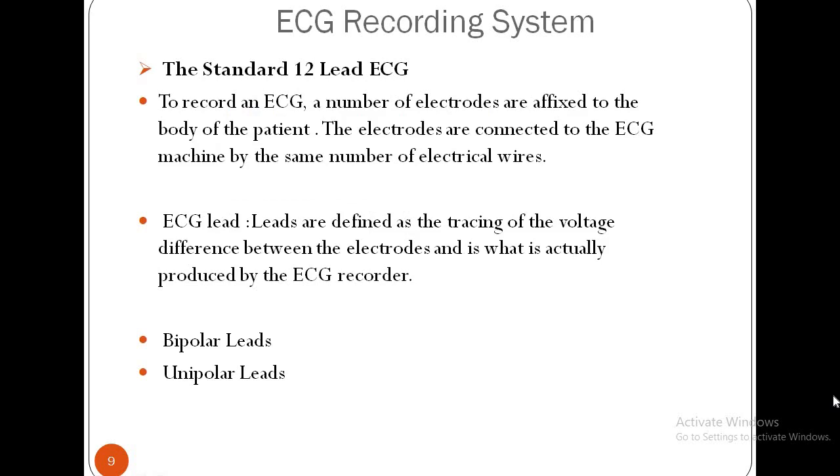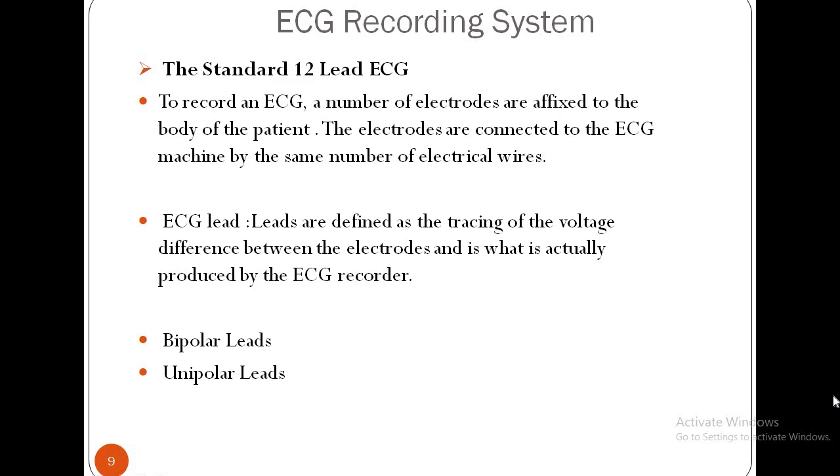Next is ECG recording system. The standard 12-lead electrocardiogram is a representation of the heart's electrical activity recorded from electrodes on the body surface. Electrical potential difference arises as the electrical impulse travels through the heart. The resulting tracing of voltage difference at any two sides due to electrical activity of the heart is called a lead. By placing electrodes on the skin, it is possible to detect this potential difference.